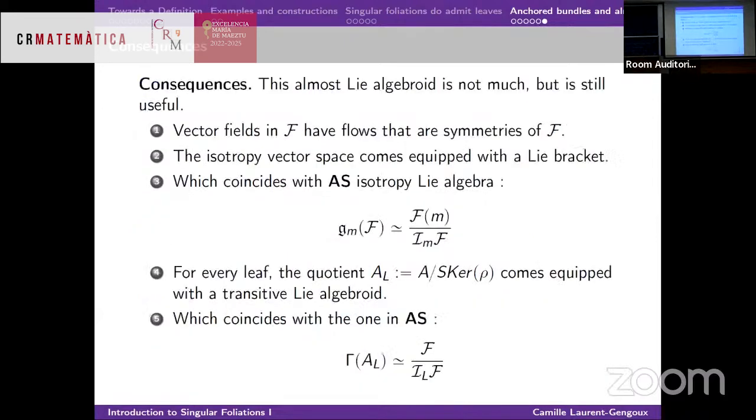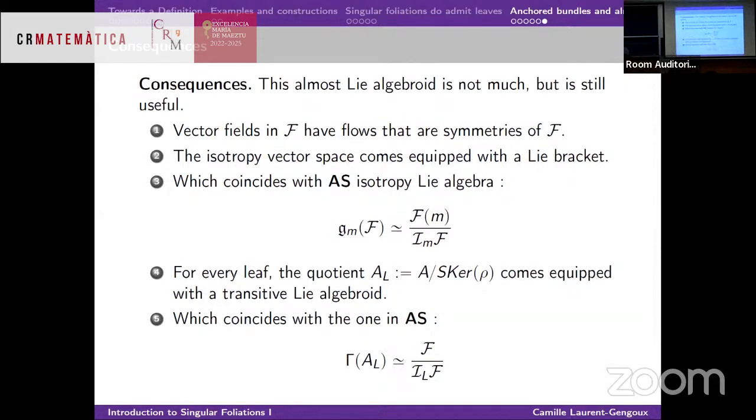So you get that this isotropy vector space has a Lie algebra structure. And it's easy to prove that this Lie algebra structure, again, is not arbitrary. I choose an anchor bundle, I choose an almost Lie algebroid structure. There are choices. But this space is canonical, and this bracket is canonical. It doesn't depend on any choice made in the construction.